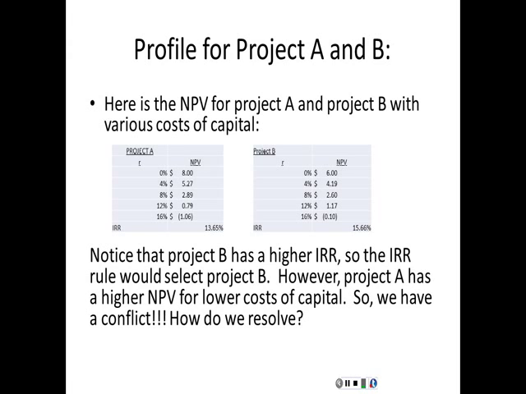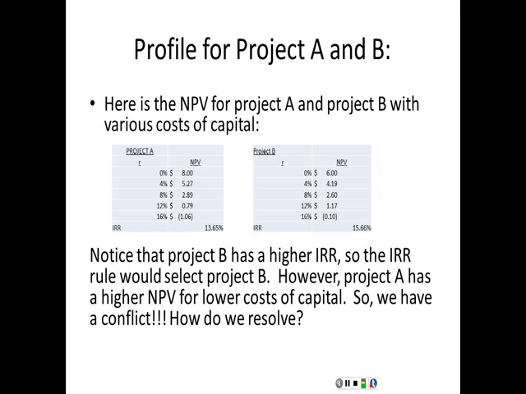So if you look at 0%, A has a higher NPV. At 4%, A still does. At 8%, A still has a higher NPV, but barely. Finally, at 12%, it flips from A to B. B has a higher NPV. So clearly, if I use the NPV rule, it's going to depend on the cost of capital. That's the key thing here. Depends on my cost of capital what decision I would make.